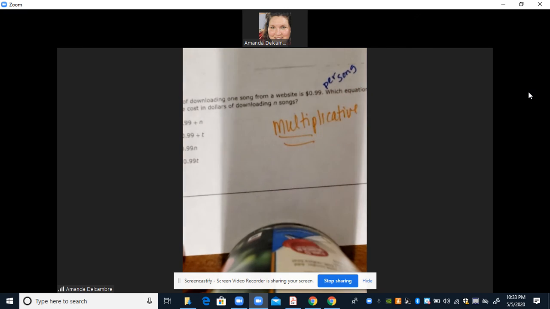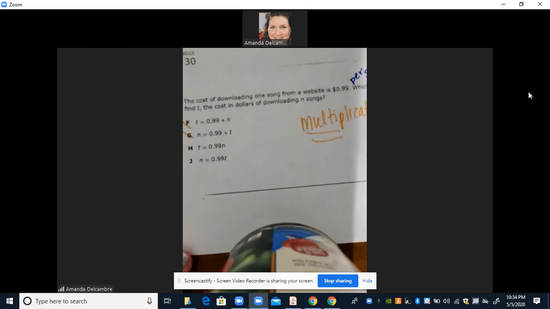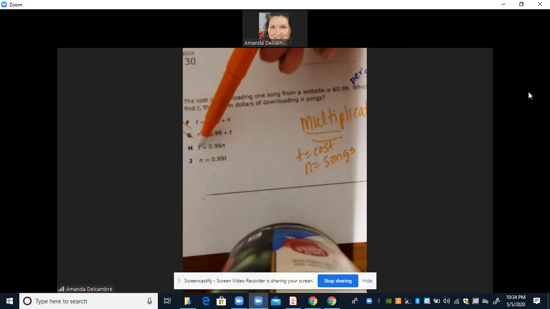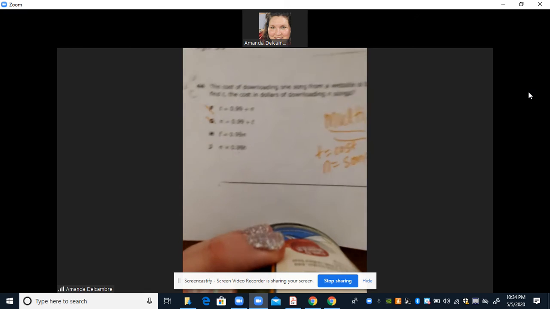Knowing that this is then a multiplicative relationship, remember, it's multiplying. So we automatically can take out 2 answers that we know it can't be. So now we're looking. N represents songs and T represents your cost. So is your cost equal to 99 cents times the amount of songs you have? Or is the amount of songs you have equal to 99 cents times your cost? So think about those 2 answers and which one would be the best choice. All righty. That's the end of that one.